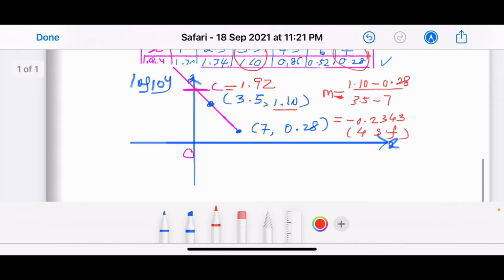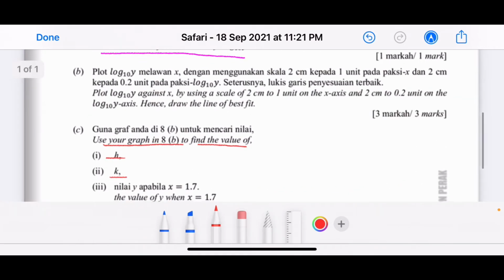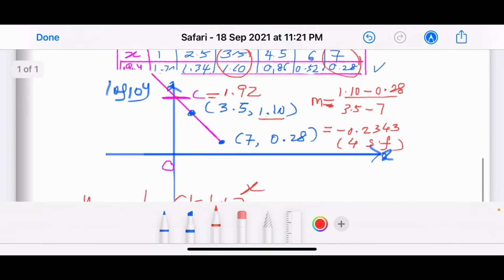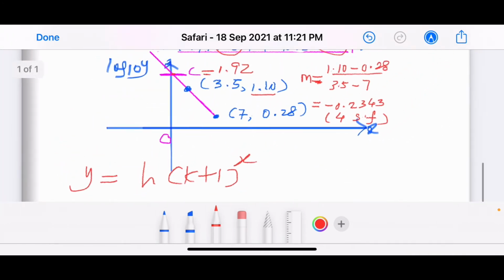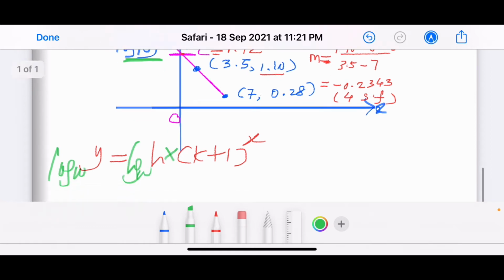Let's write down y equal to h, k plus 1 to the power of x. This is the non-linear equation given. If you look at the axis here, it's log 10 y, so you have to take log 10 on all the terms. Since there's a multiplication, you have to add.